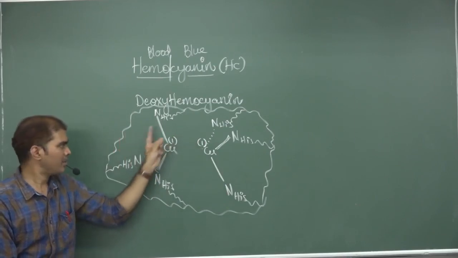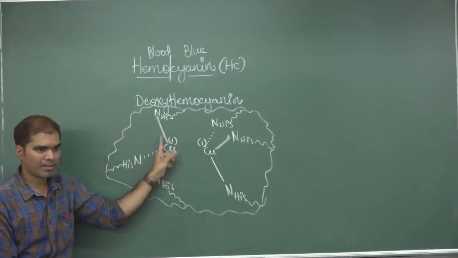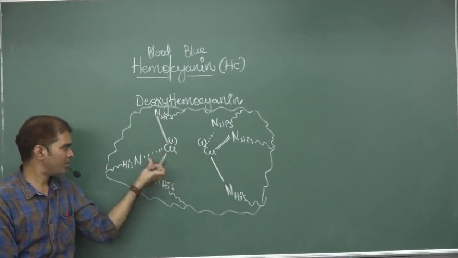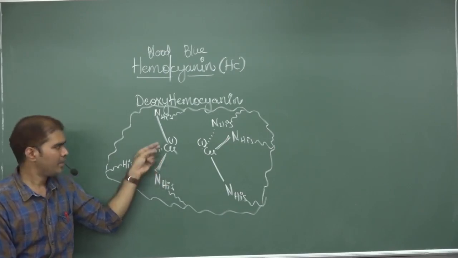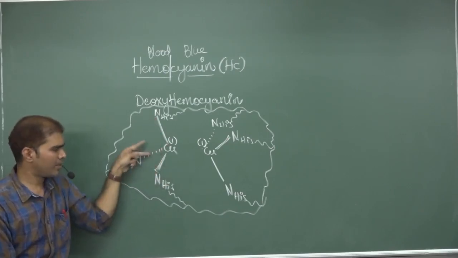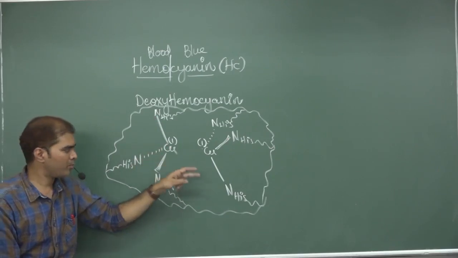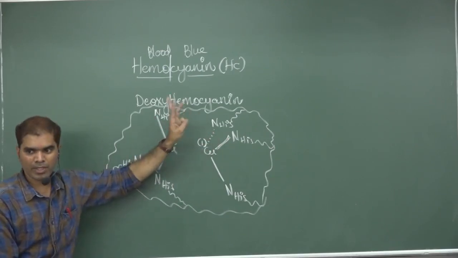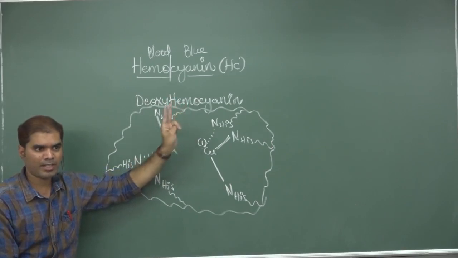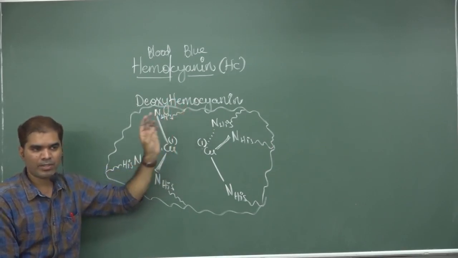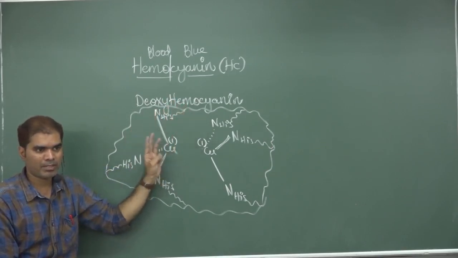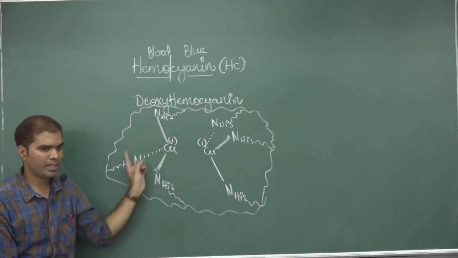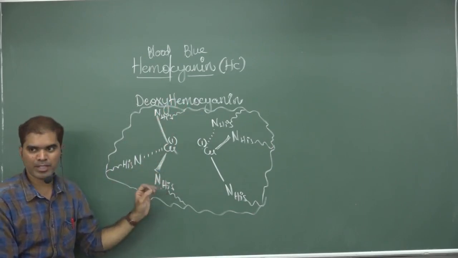Second, out of the three bonds, one bond is longer. The other two bonds are shorter. Did you notice? I have drawn this long, I have drawn this short. Exactly opposite, this is long, but these two are short. So out of three bonds, one bond is long, the other two bonds are short. Coordination number around each copper is 3. Nitrogen, nitrogen and nitrogen coming from histidine.